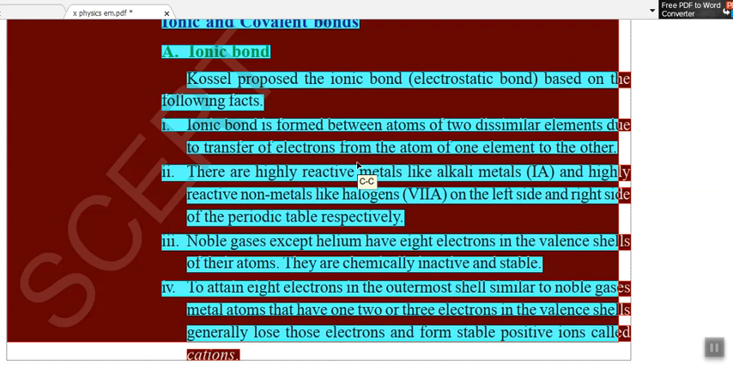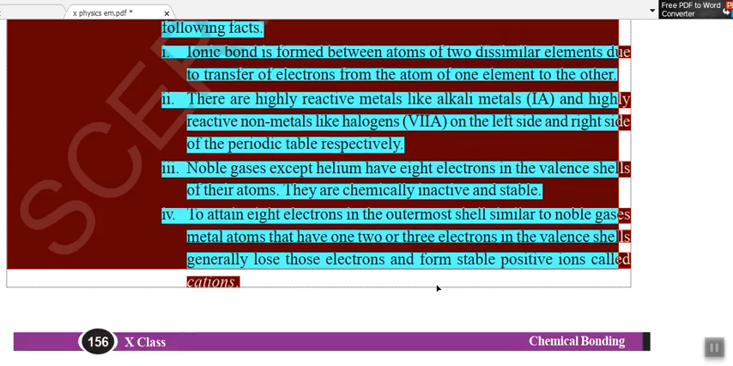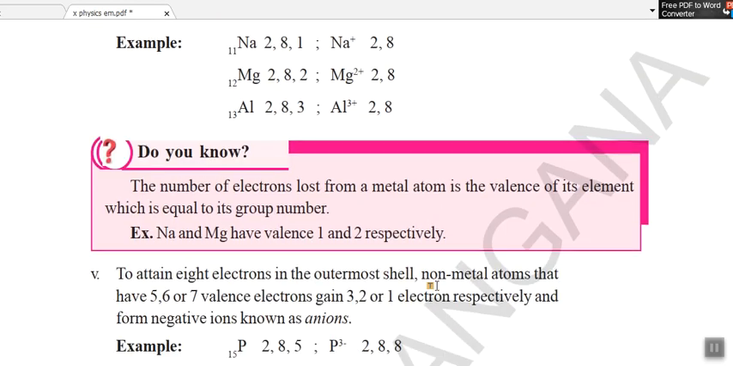See, sodium, magnesium, aluminum, they are losing 1, 2, 3 electrons. Similarly, they are forming cations. Metals will form a cation. So to attain the electrons in the outer shell, non-metals will be having 5, 6, 7 valence electrons. So they will be gaining 3, 2, 1 electrons. So they are known as anions. So examples are given here.